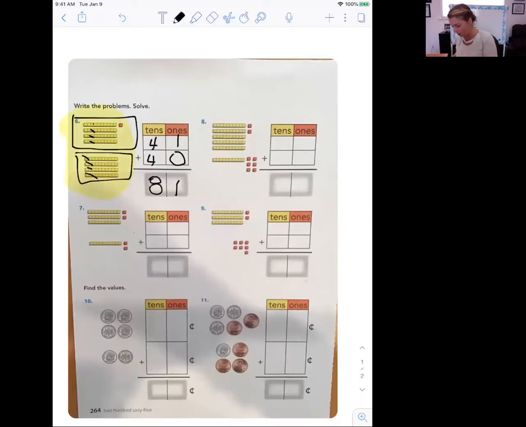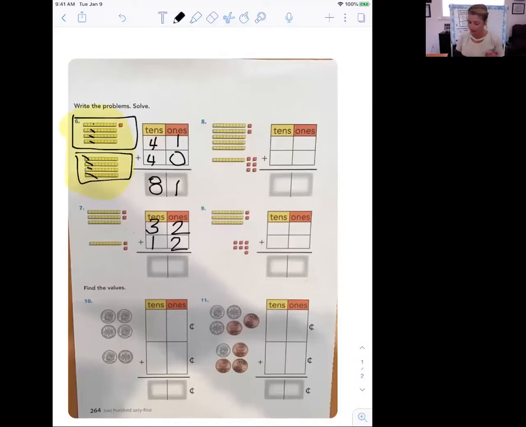Let's move on to number 7, right beneath it. So let's count the first block of tens and ones. How many tens are there? Did you get 3? I did too, so let's put a 3. How many ones are there? 2. Okay, let's count the bottom picture. How many 10s are there? There's 1 ten and 2 ones.